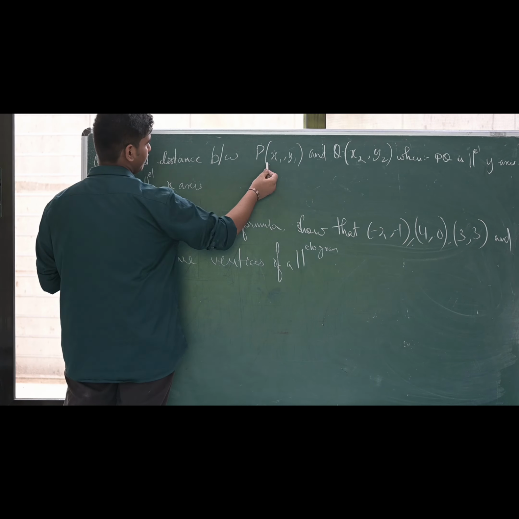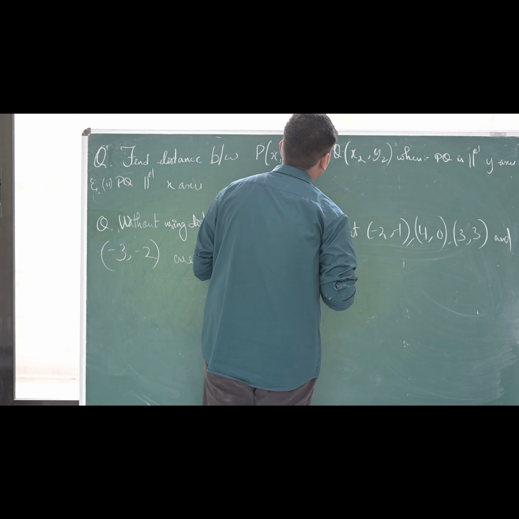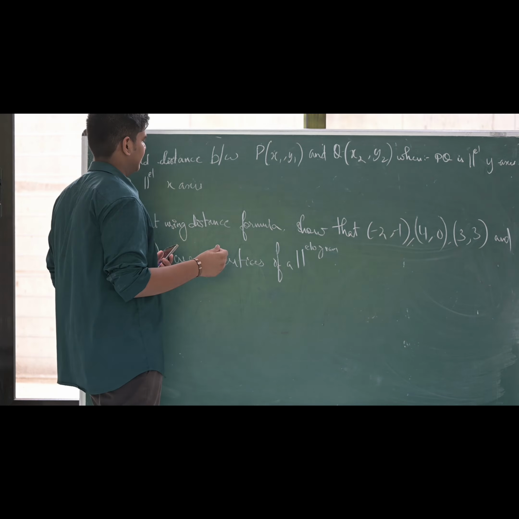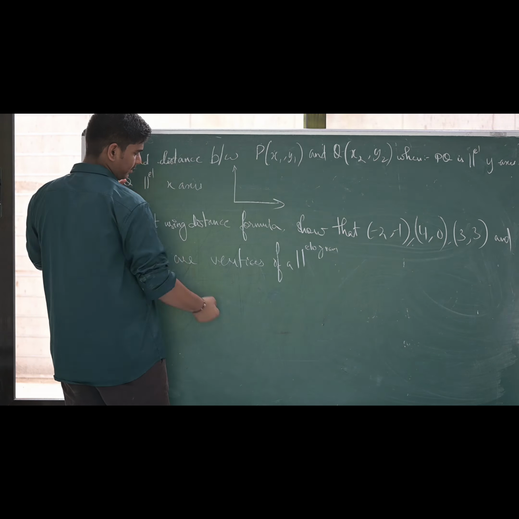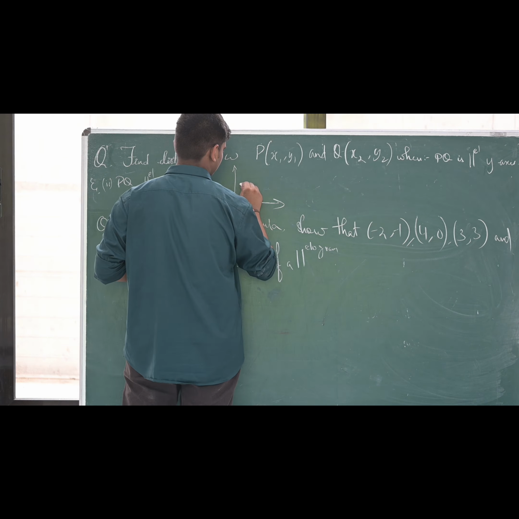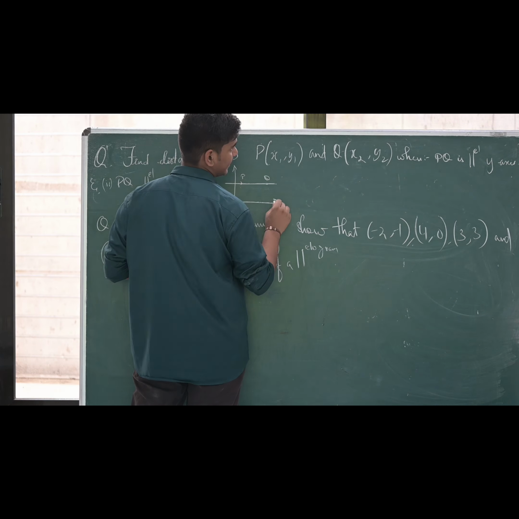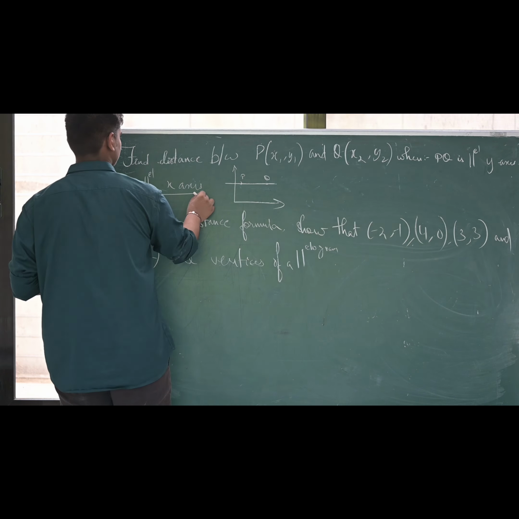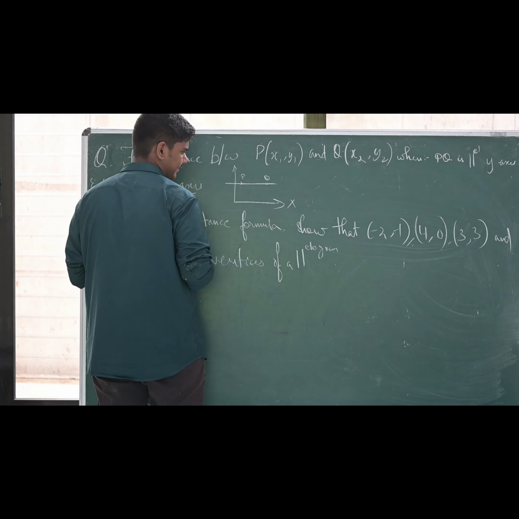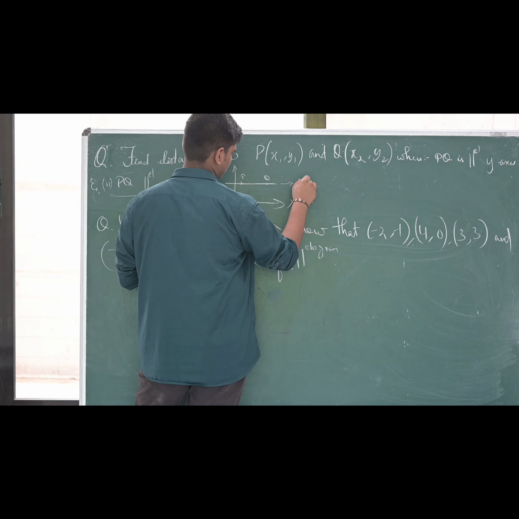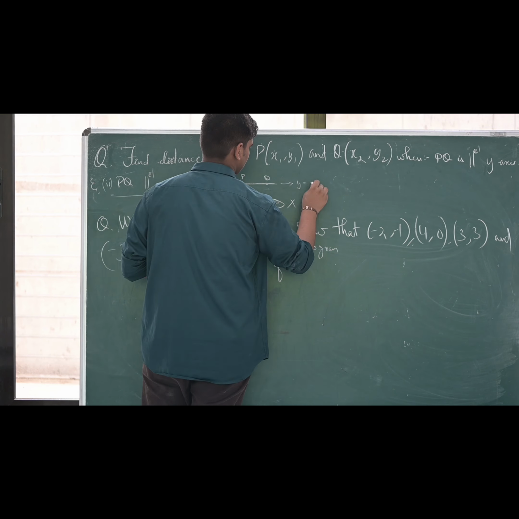Find the distance between P (x1, y1) and Q (x2, y2) when PQ is parallel to the y-axis and when PQ is parallel to the x-axis. This is a very simple thing, so we won't require a much bigger explanation. Imagine this is PQ for case 2. PQ is parallel to the x-axis. Now, if it's parallel to the x-axis, there will be y values y1, y2.